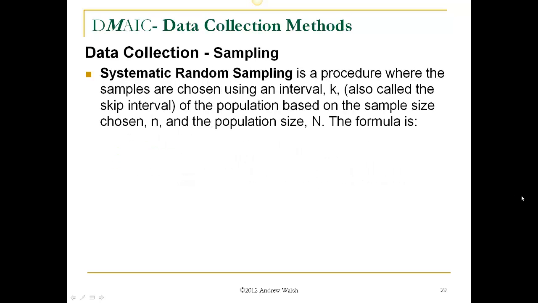Systematic random sampling is a procedure where the samples are chosen using an interval, k, also called the skip interval, how many you should skip, of the population based on the sample size chosen, small n, and the population size, big N. The formula is simply this: k equals big N divided by little n.